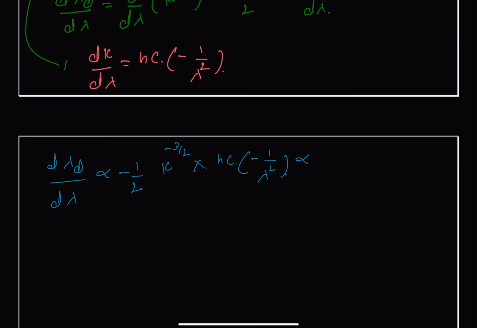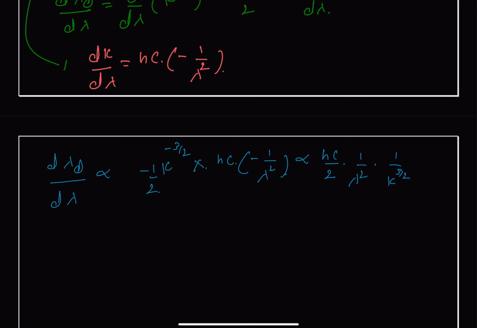Let us remove this 1 by 2 also, because that's not required. So this becomes minus, and we get this. Well, let us keep it, we can just sort it out later on. This minus becomes plus, so hc upon 2 is equal to 1 upon lambda square, and this becomes 1 upon k 3 by 2.